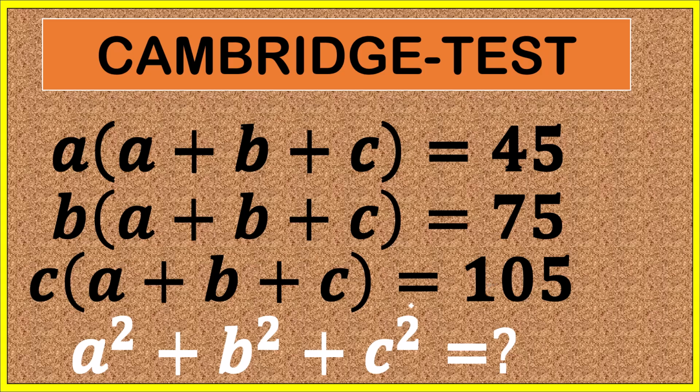Okay, now let's see how we can solve for a squared plus b squared plus c squared from this mathematical statement. Now we have a plus b plus c in common here. So let's see how we can solve for a squared, b squared, and c squared. All right, now let's get started.